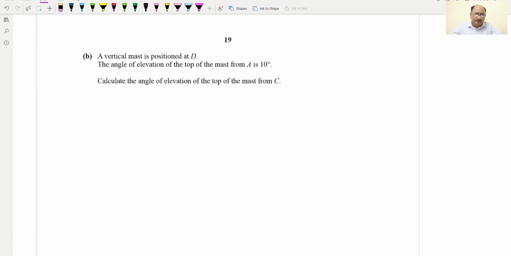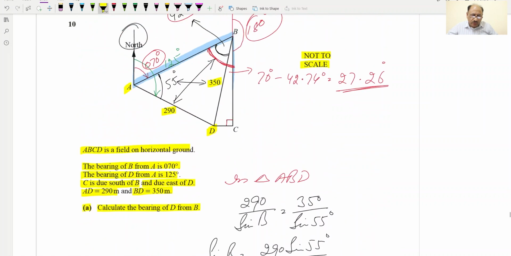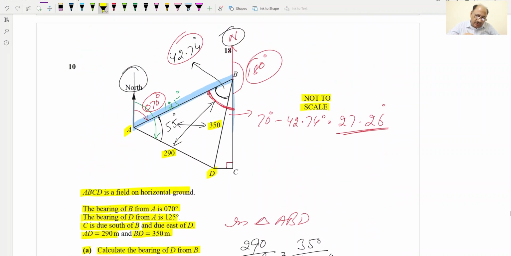Now they are saying a vertical mast is positioned at D. Now where is that vertical mast? We have to understand from the drawing. I will erase these extra arrows so that we will get space, and we will draw the mast. They are saying the mast is towards the north, vertical. So this is the mast. I'm drawing it a little thicker so that you can understand better. So this is the mast, over D.